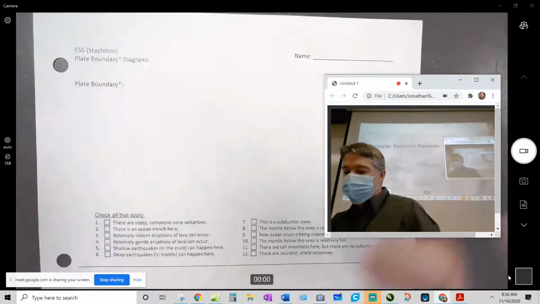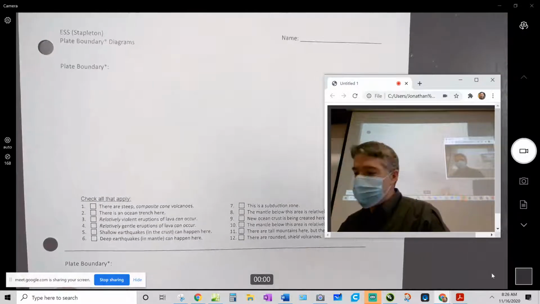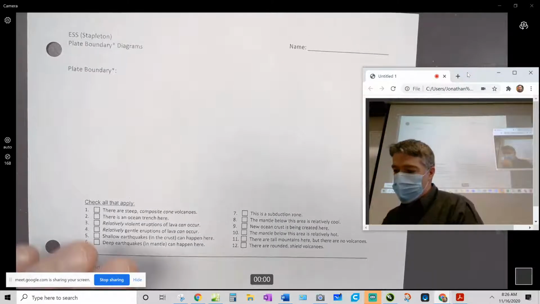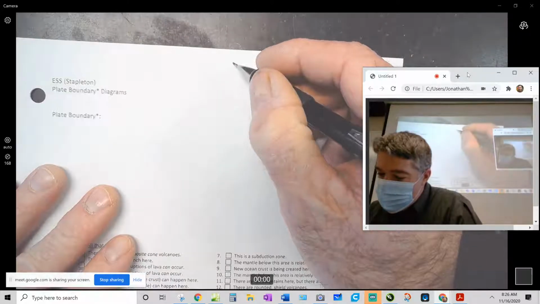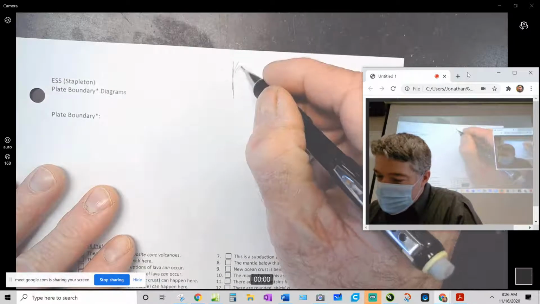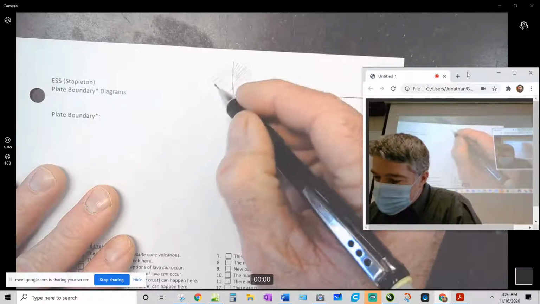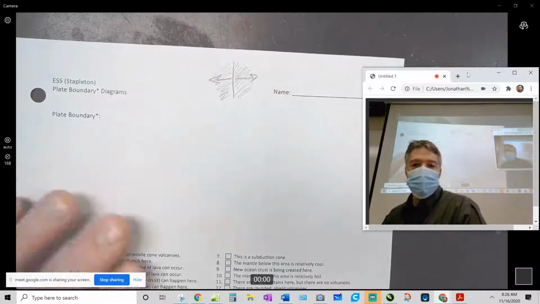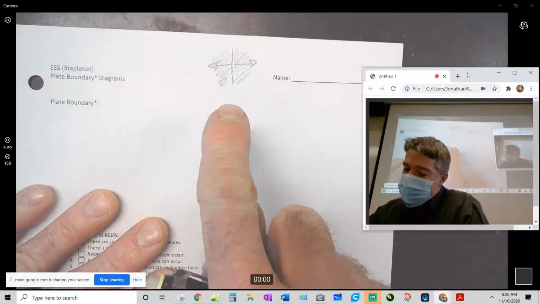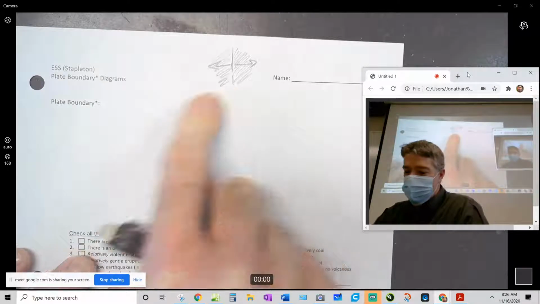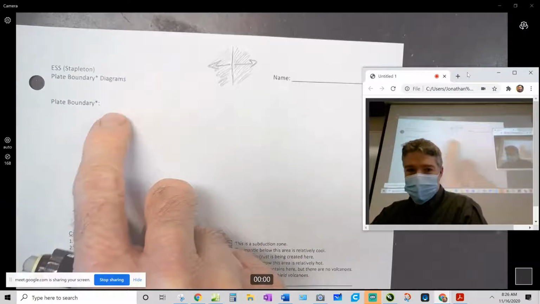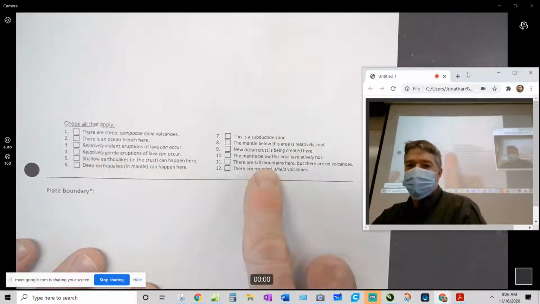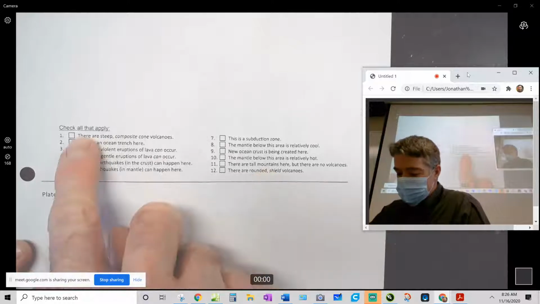So you'll have a plate boundary, and maybe I'll tell you the name of it, or maybe I'll just give you a map, and you're going to have to figure out what it looks like. So let's just say you have a map, and you've got two plates like this, and they're doing this kind of a thing. What you would have to do on your test is give me the name of this plate boundary, write the name down, and then draw a diagram of it, and then tell me all the kinds of things that you would find at this plate boundary based on this checklist.